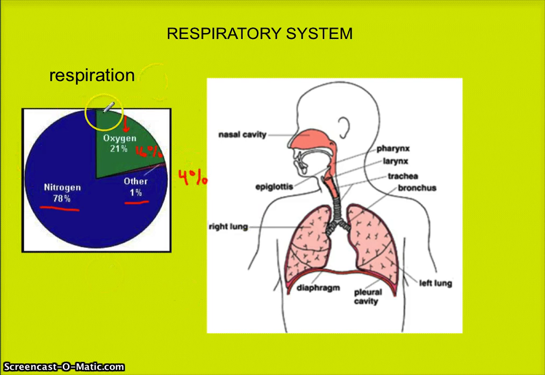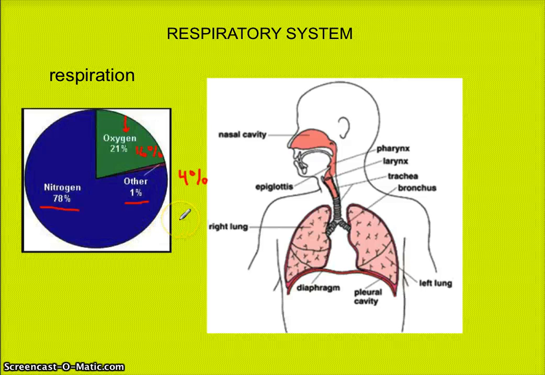Now, the numbers don't add up. We took away 5 oxygen and added 4 carbon dioxide. The other will end up bumping up to 2% just because there are other gases in your bloodstream that come out. Well, anyway, that's what happens as far as what you breathe in and the percentage of what comes out.